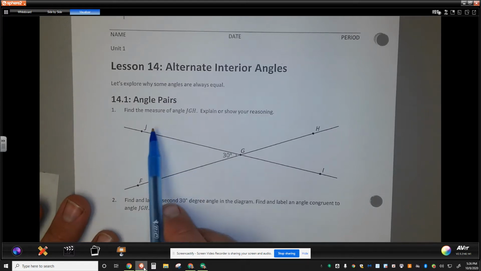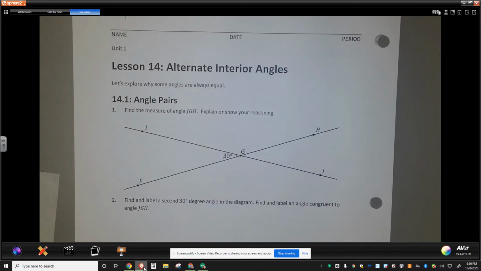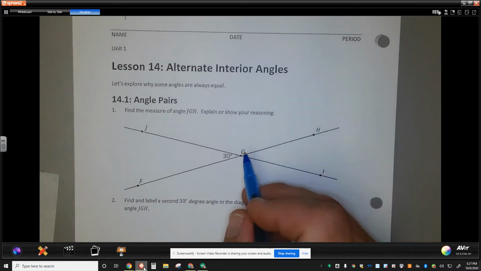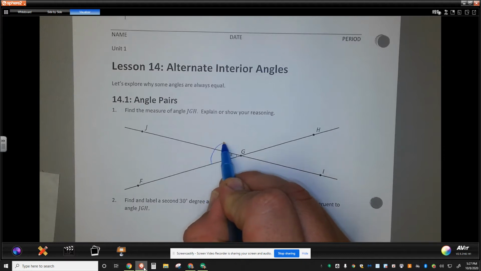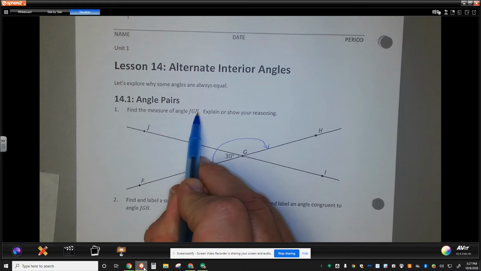To get started, we have this diagram here of two lines that are intersecting. When two lines intersect, we always get four angles, and of those four angles, two of them will always be equal to each other, while the other two are always equal to each other. In order to find these, we have to apply a couple of things from our past. First off, we understand that this angle is 30 degrees, but as we keep coming around all the way to this line, we're supposed to find angle JGH.